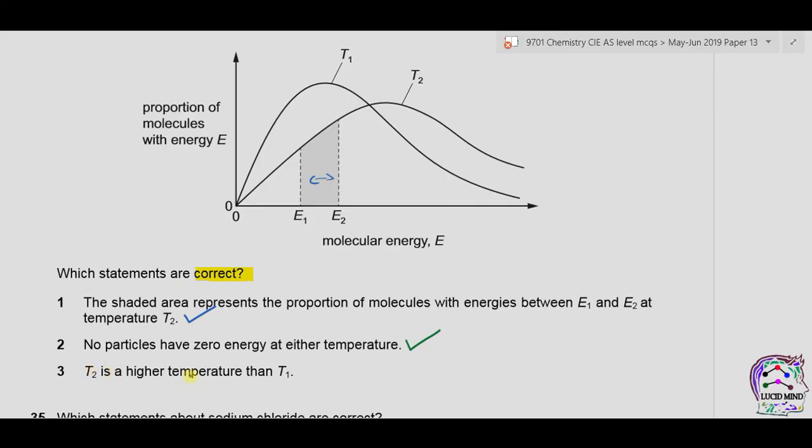3. T2 is a higher temperature than T1. As we can see in the diagram, in T2 more molecules have higher molecular energy as compared to T1. So therefore the temperature T2 is higher. As all three options are correct, the answer is A.